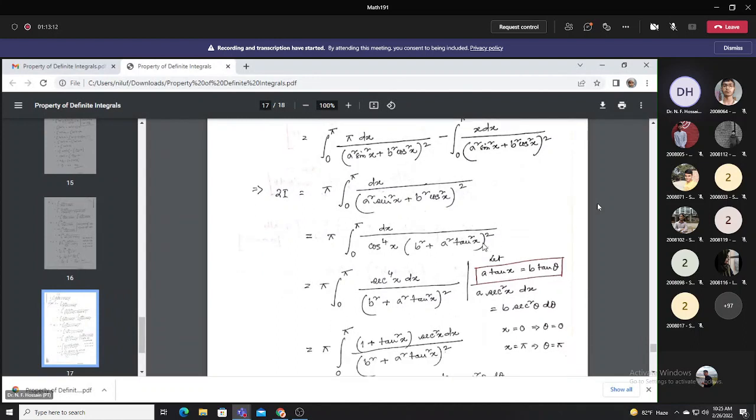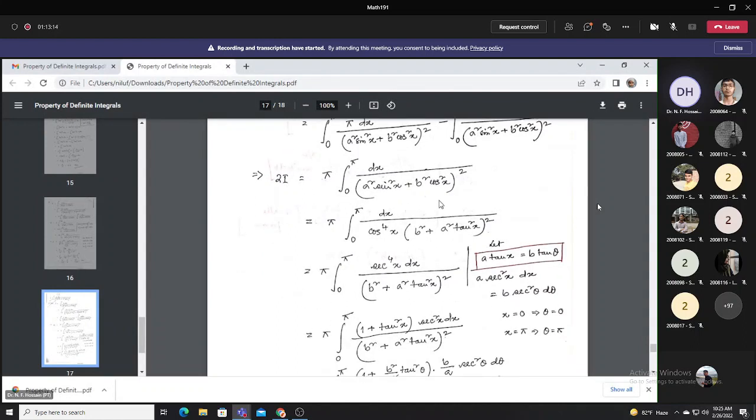Now what we are doing, we are taking cos square x common. There is a whole square, so it will be cos to the power 4x into (b square plus a square tan square x), then whole square. And 1 over cos to the power 4x means sec to the power 4x dx.